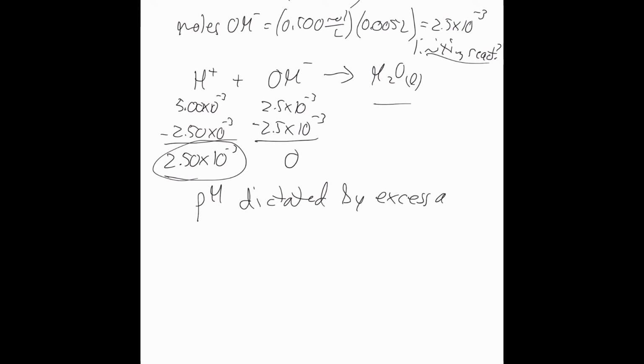Excess acid. So our excess acid is what dictates our pH. So pH, remember, is a measure of the concentration. So we need to figure out concentration because this is moles. So our concentration of H plus is 2.50 times 10 to the minus 3 moles.